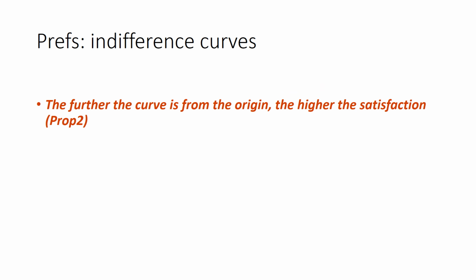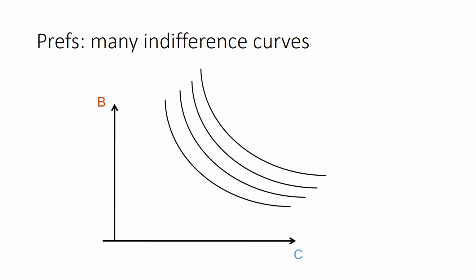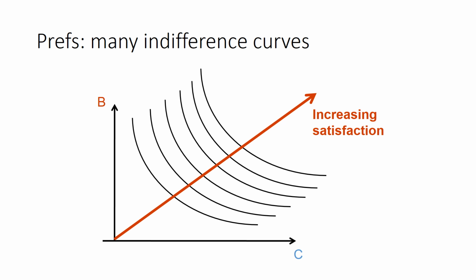This leads us to property number 2. The further the curve is from the origin, the higher the satisfaction. So when you have many indifference curves, you're going to see an increasing level of satisfaction the further you are from the origin.